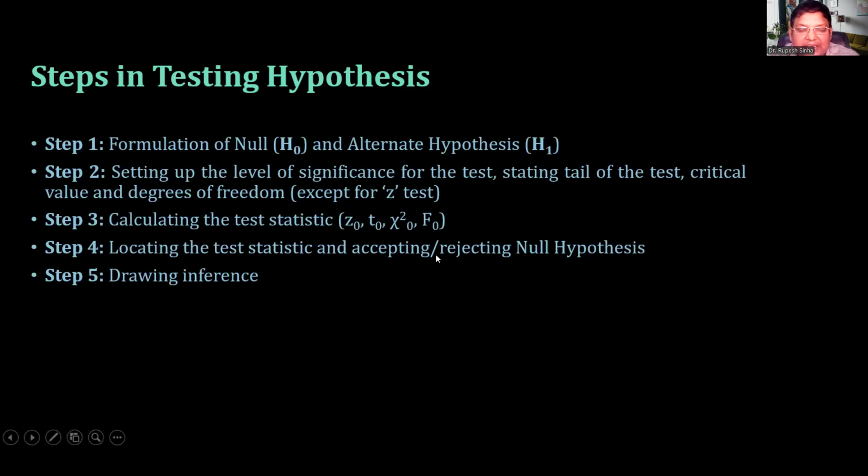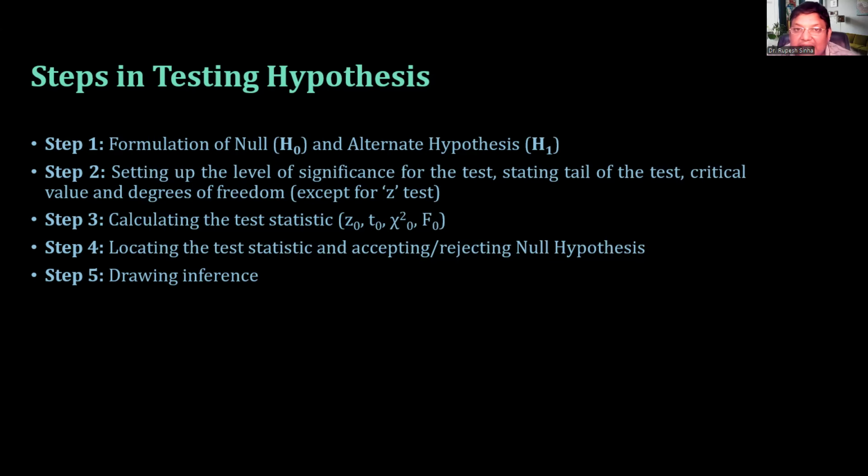So there are 5 steps whenever we go for testing of the hypothesis. The first step is we are required to formulate null and alternate hypothesis. Then second step is we are going to set the level of significance. We will find out the tail, that is one tail test or two tail test. What is critical value? What is degree of freedom, if it is applicable? In Z test degree of freedom is not applicable. In T test it is applicable when we have got sample size less than 30.